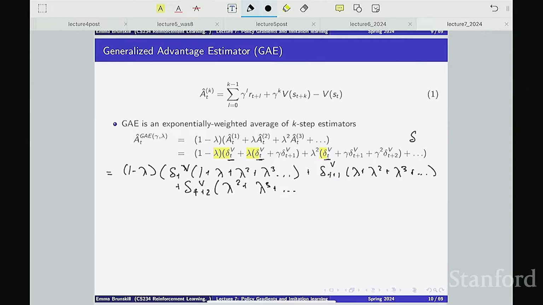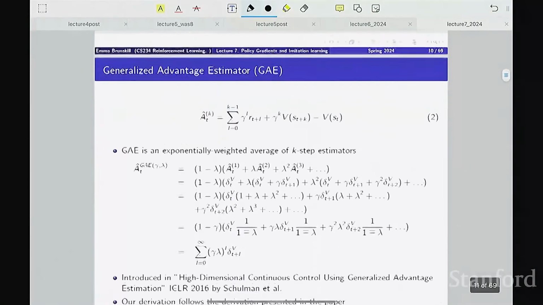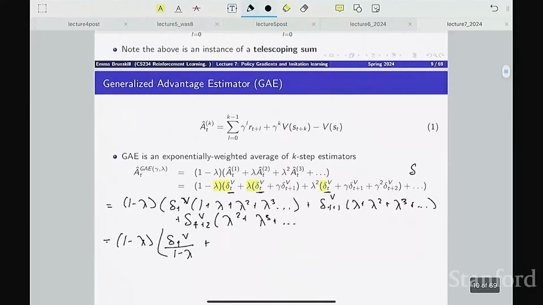And now when I look at this, I realize that I've got a geometric series. So this is just going to be equal to 1 minus lambda times lambda times delta divided by 1 minus lambda plus, let me just make sure I've got it. I'll put it on the next page just to make sure. There should have been a gamma here. Let me just put a gamma.